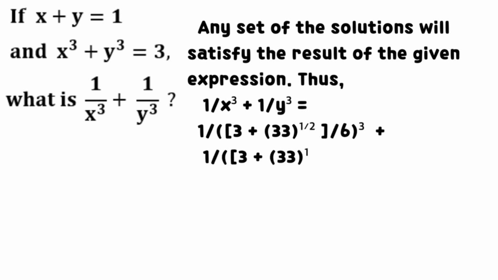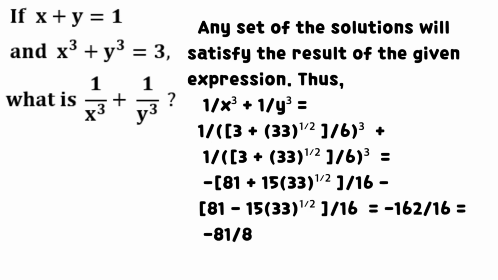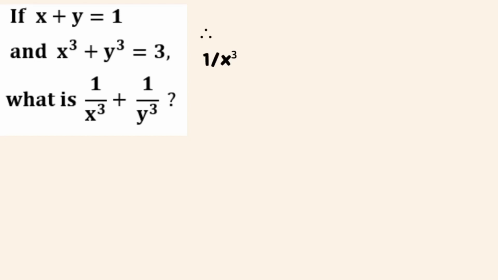Thus, the sum of the reciprocal of cube of x and the reciprocal of cube of y equals negative 162 divided by 16, which equals negative 81 divided by 8 after simplification. Therefore, the sum of the reciprocal of cube x and the reciprocal of cube y equals negative 81 divided by 8.